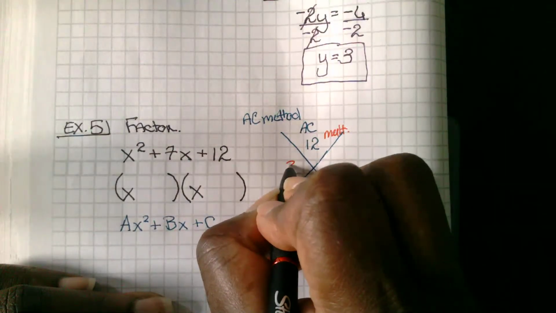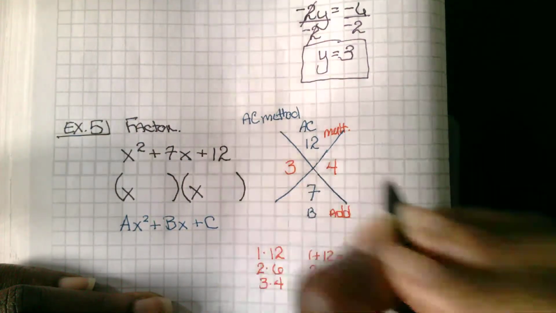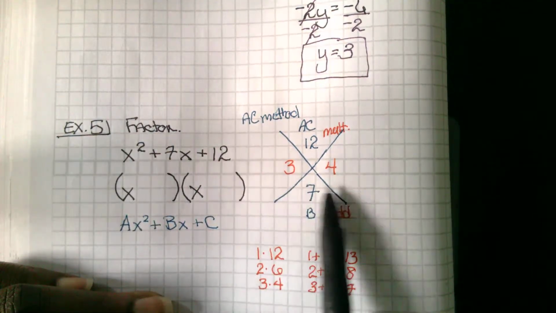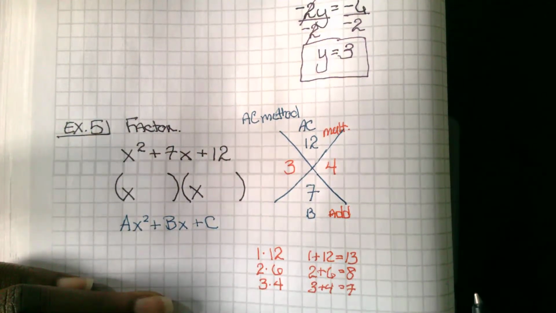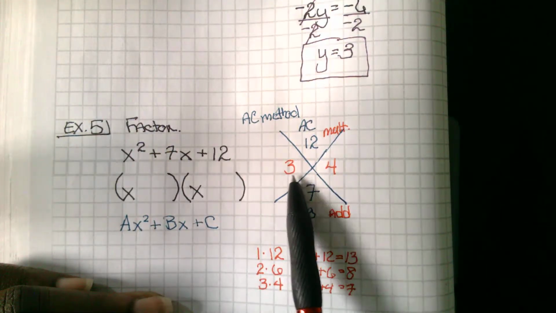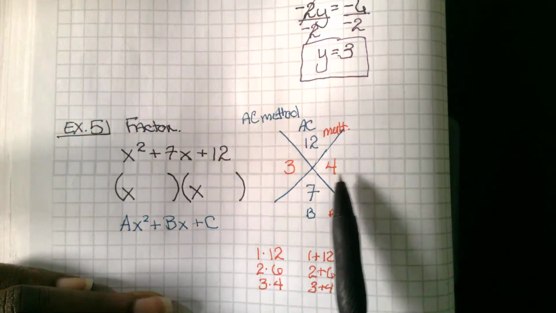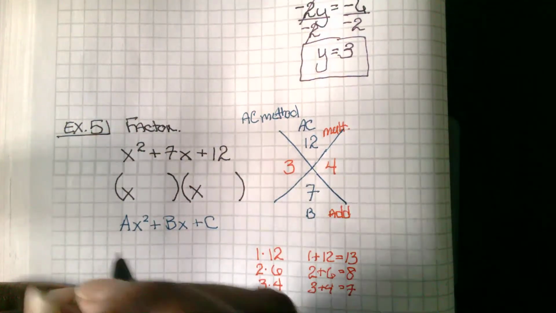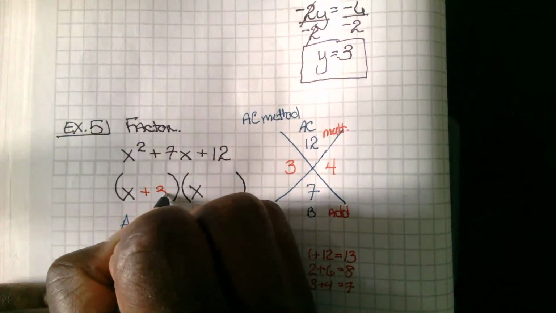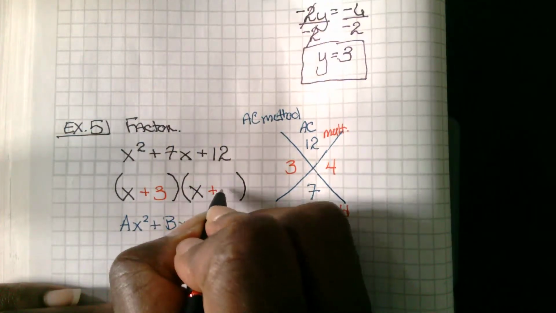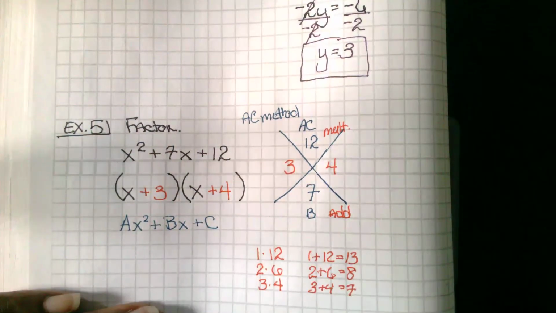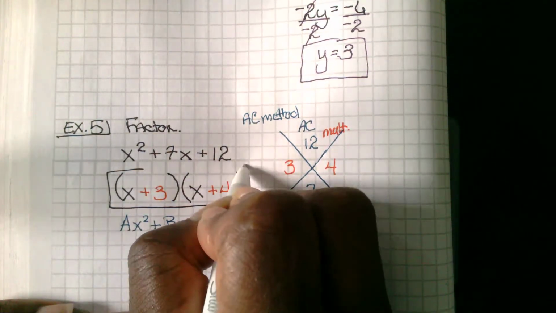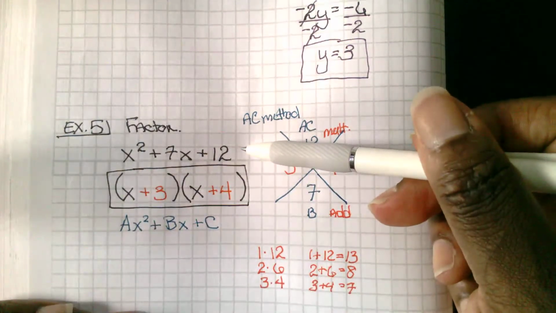So I can put a 3 here, and I can put a 4 here. Now, you can put the 4 here and the 3 there. That's the one best thing about multiplication. It's commutative. If I said 3 times 4, that gives me 12. 4 times 3, that also gives me 12. So since both of them are positive, I'm going to write a plus 3 in one parenthesis and a plus 4 in the other. So what you did was you found your factors for this expression.